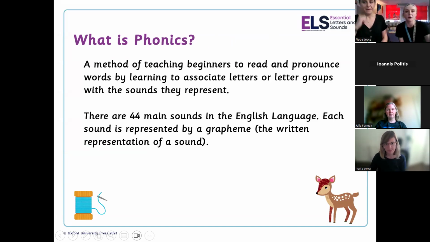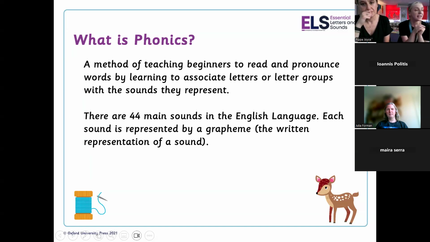So the first thing we're going to talk about is what is phonics? Who knows? It basically is teaching the children the awareness of sound and teaching them how to look at letters and be able to associate those letters with the sounds that they make. And English is really hard. It's a really hard language. There's 44 main sounds in the English language, and each sound is represented by something called a grapheme, which is basically the written representation of that sound. So that's what we're teaching them at the minute.